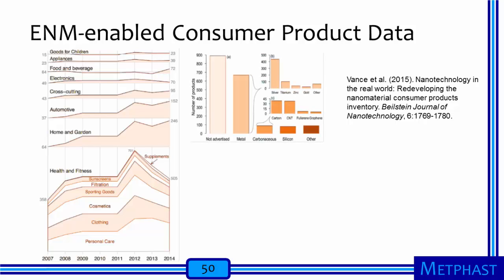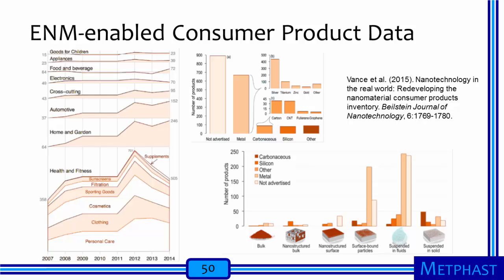For nanomaterial-enabled consumer products in which the nanomaterial constituents have been identified, the majority contain metal nanomaterials, especially silver nanoparticles. A substantial number of products contain carbon, carbon nanotubes, fullerenes, or graphene. A significant number of products containing nanoscale silicon are also on the market. Consumer products are most likely to contain surface-bound nanomaterials or nanomaterials suspended in liquids. Notably, many of the carbon-based engineered nanomaterials are suspended in solids, likely in nanocomposite plastics in most cases.